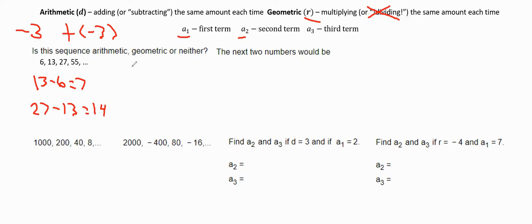And then to see if it's geometric, we're going to do 13 divided by 6, second number divided by the first number, and that's about equal to 2.167. And then we take the third number and divide it by the second. 27 divided by 13 is about 2.08, and it's not a match, so it's neither.